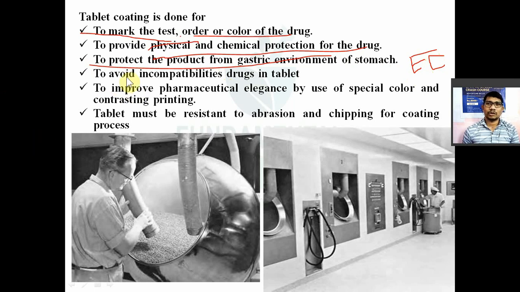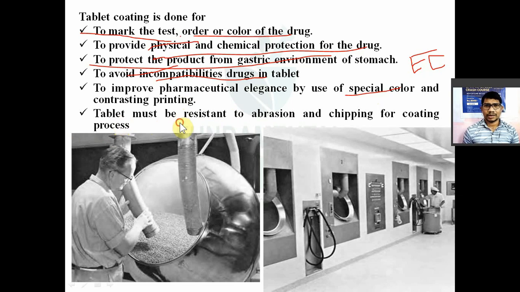So, to avoid the incompatibilities between two drugs, and to improve the pharmaceutical elegance by use of special color and contrast painting. Now, for the coating of a tablet, the tablet must be resistant to abrasion. During coating, it is done in a coating pan, and the tablet is exposed to abrasion a little bit. So the tablet should be resistant to abrasion for coating purposes, and resistant to chipping also.